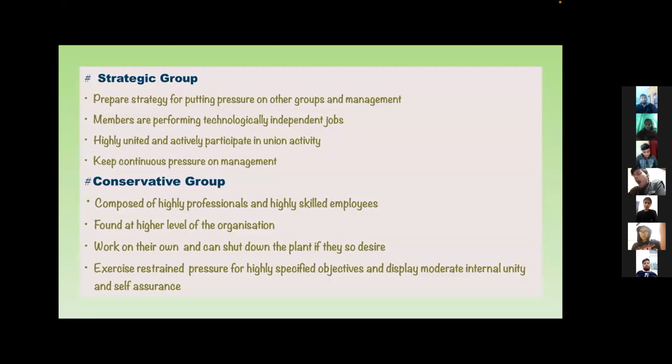The fourth one is the conservative group. It consists of professionals and highly skilled employees. They are found at higher levels of the organization and display considerable self-confidence. The most important thing is that these groups have power, meaning if they want to shut down the plant, they can. They activate only when there is a big motive, like an increment of salary, promotion, or any technological change in the organization. Here there is moderate unity.